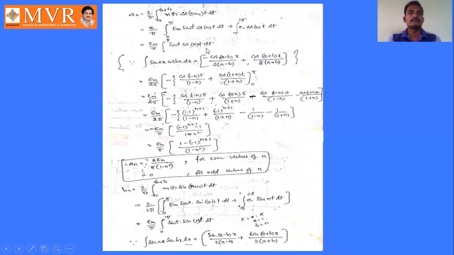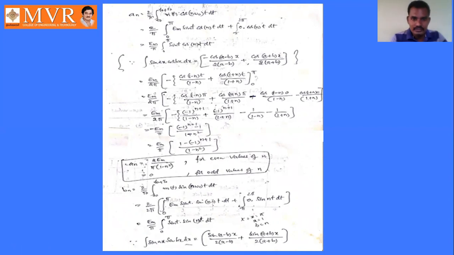sin t cos nt dt. So it is in the form of integral sin ax cos bx dx. Integral sin ax cos bx dx is equal to minus cos a minus b into x by 2 into a minus b plus cos a plus b into x by 2 into a plus b. We have to remember or recollect these integration formulas. Then only we can do these problems.